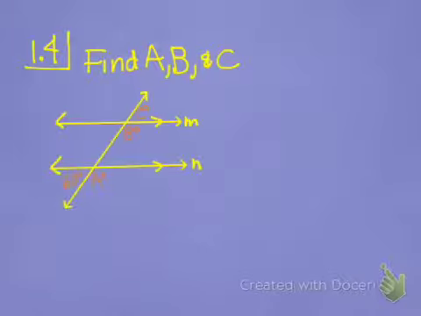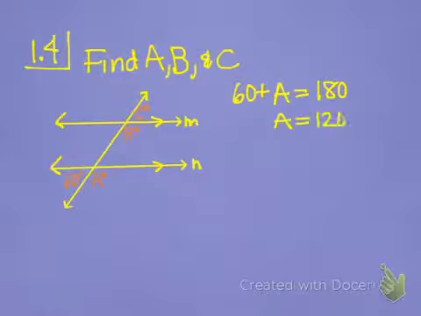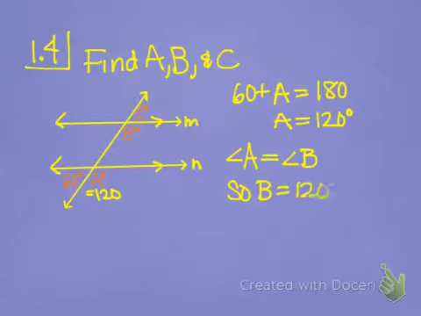Okay, so find A, B, and C. We have a transversal cutting across parallel lines M and N. So the first thing, 60 plus A is 180 degrees because it's on a straight line. So A is 120 degrees. Okay, if A is 120 degrees, then B is also 120 degrees because they are the large angles.